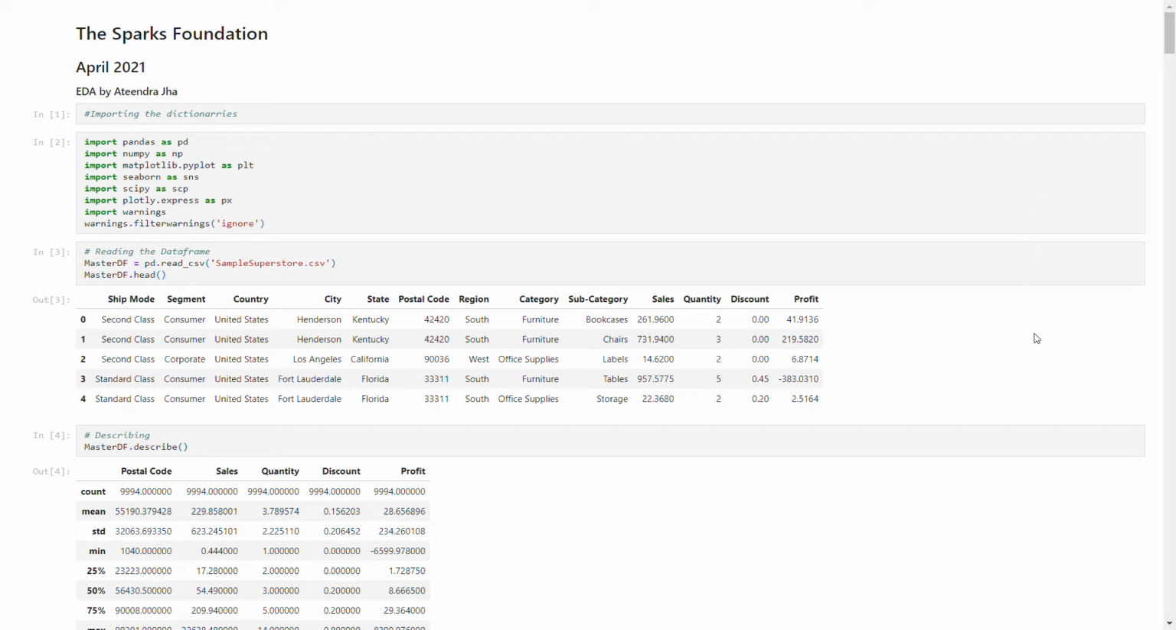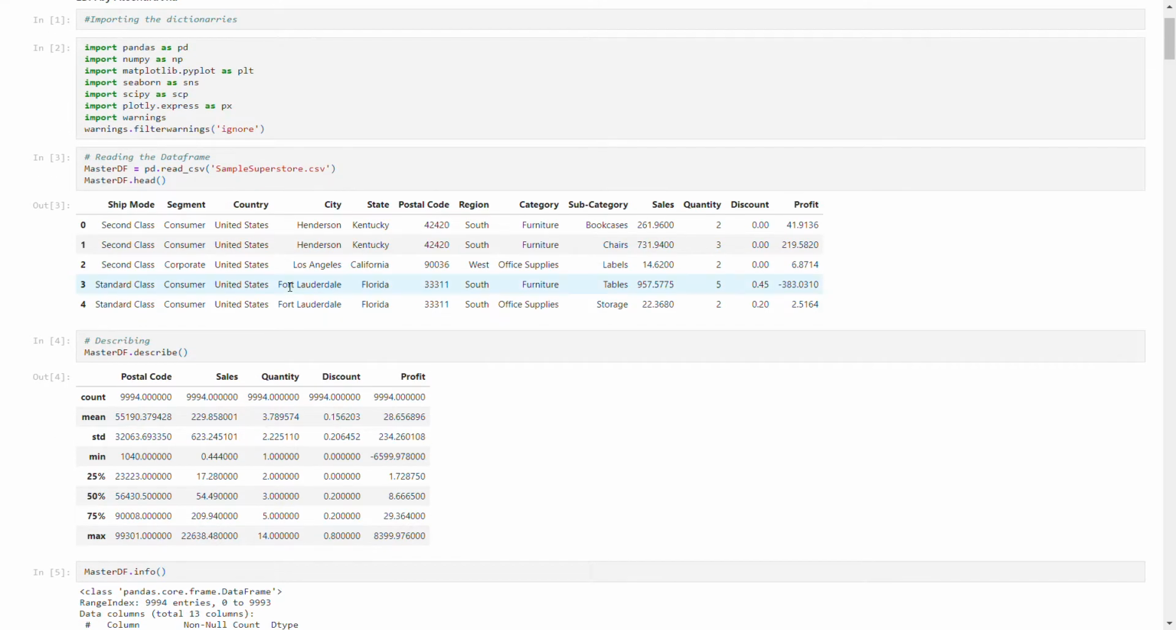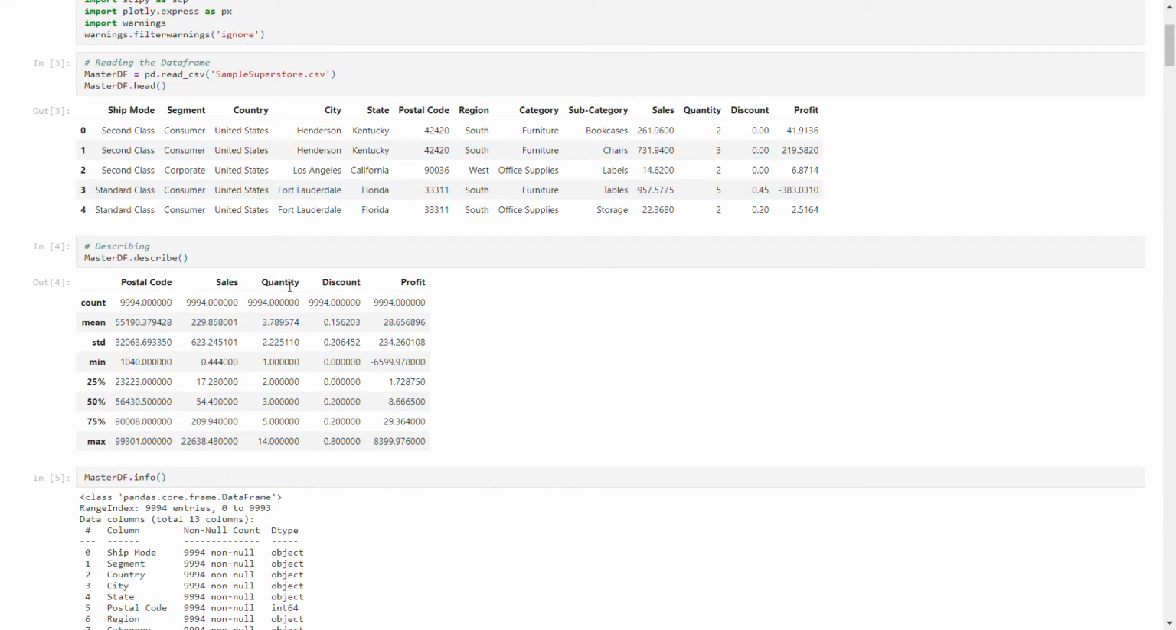Hello everyone. Today we are going to analyze the data given by the Sparks Foundation, that is the data of Sample Superstore. During the analysis of this data, we have to observe a few things: how many columns we have with numerical values, and which things can be analyzed with each other.